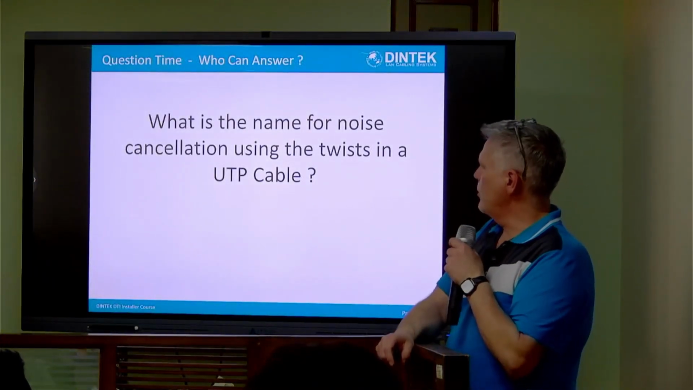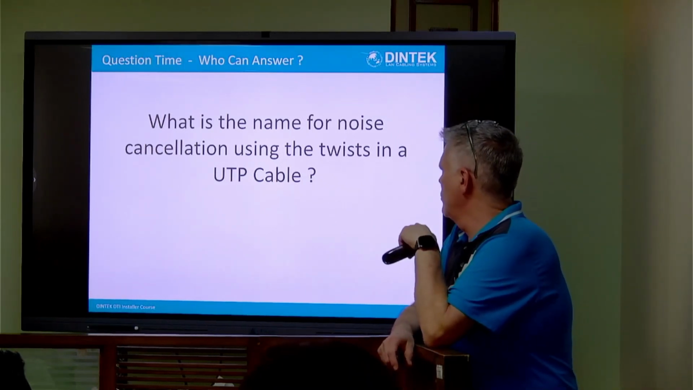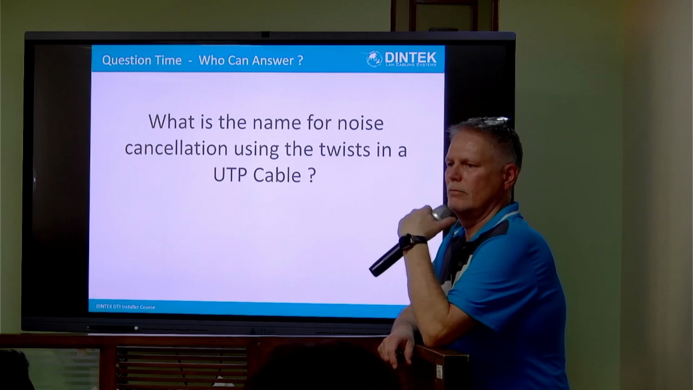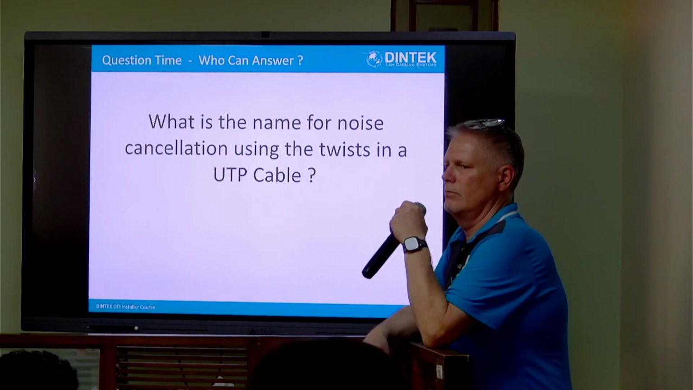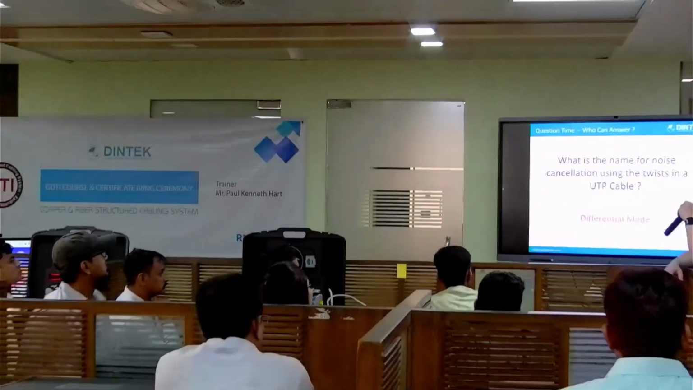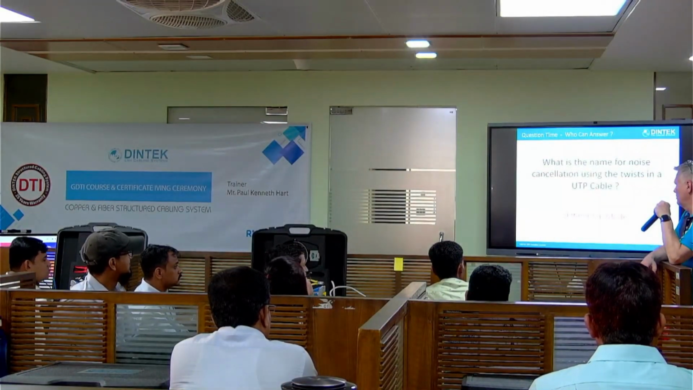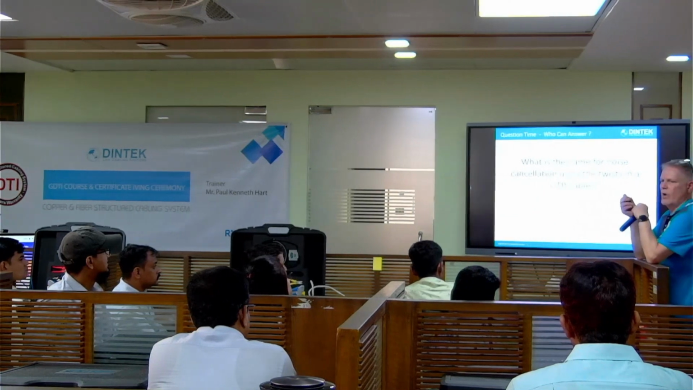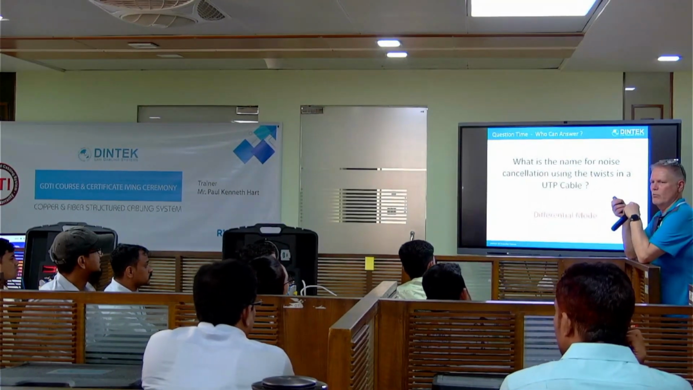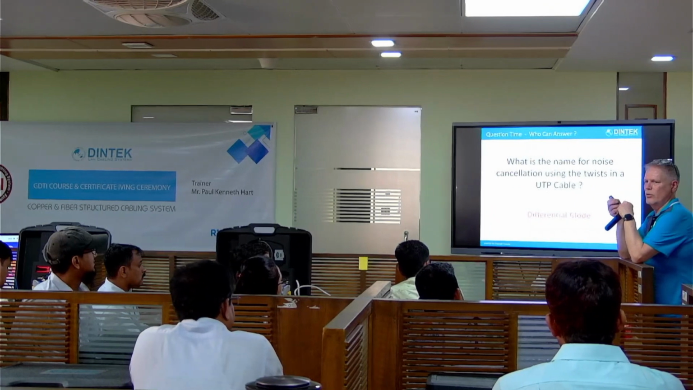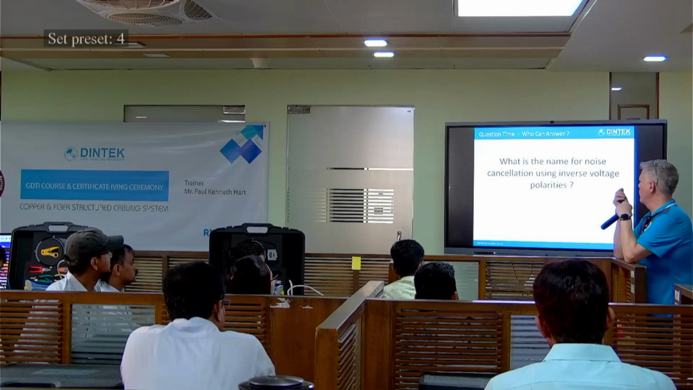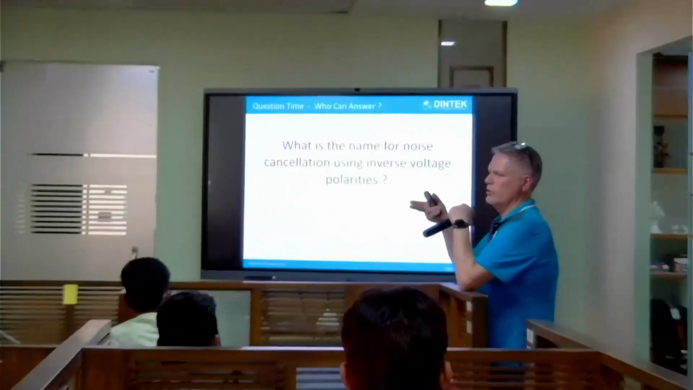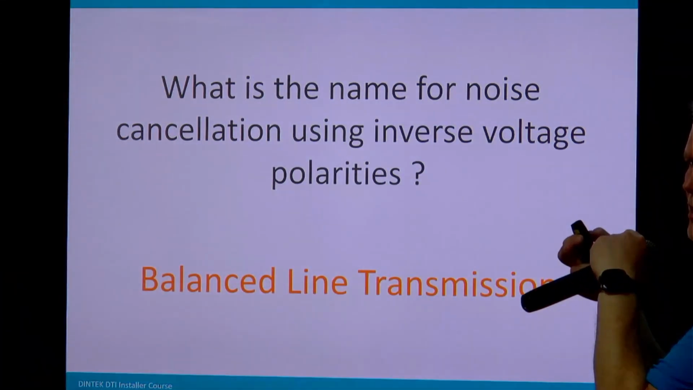Okay, so can anybody tell me what the name of the noise cancellation using the twist in the UTP cable is? You remember this? Starts with a D. Differential mode. Okay. So twisting wires in cables is differential mode noise cancellation. And the noise cancellation using inverse voltages is balanced line transmission.